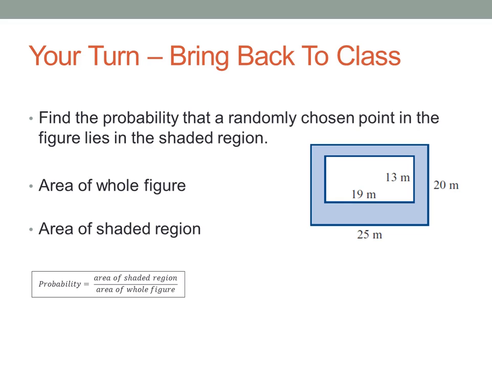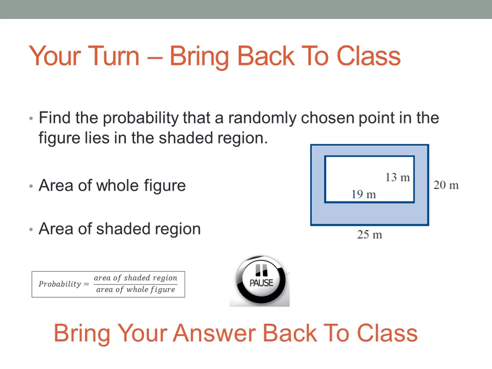So here's one for you to bring back to class. Find the probability that a randomly chosen point in the figure lies in the shaded region. So again, find the area of the whole, find the area of the shaded region, do your division, and then turn it into a percent. So pause here and bring your answer back to class.